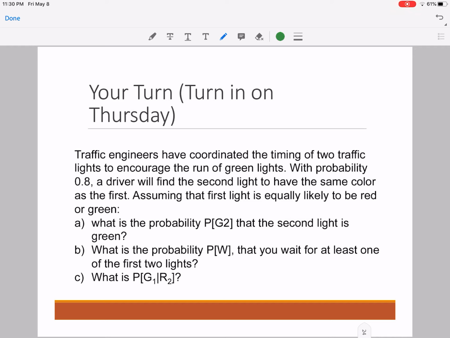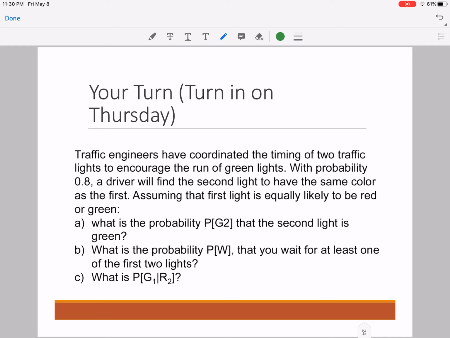For Thursday's class, as an in-class participation problem which you need to turn in on Canvas, I would like you guys to solve this problem using a tree diagram. Traffic engineers have coordinated the timing of 2 traffic lights to encourage the run of green lights. With probability 0.8, a driver will find the second light to have the same color as the first. Assuming that the first light is equally likely to be red or green, answer these questions.